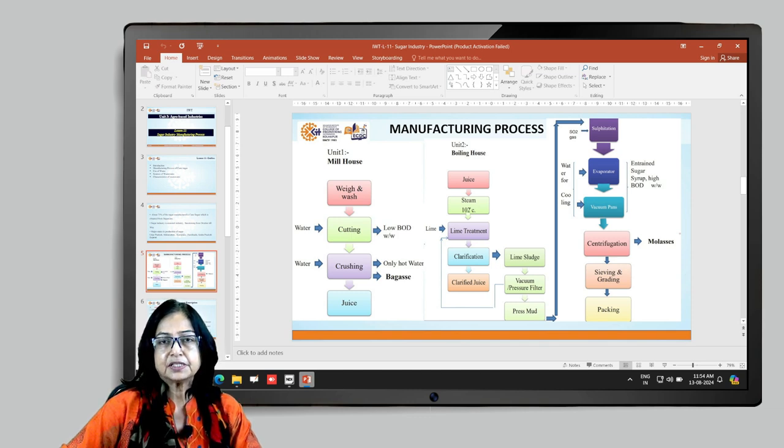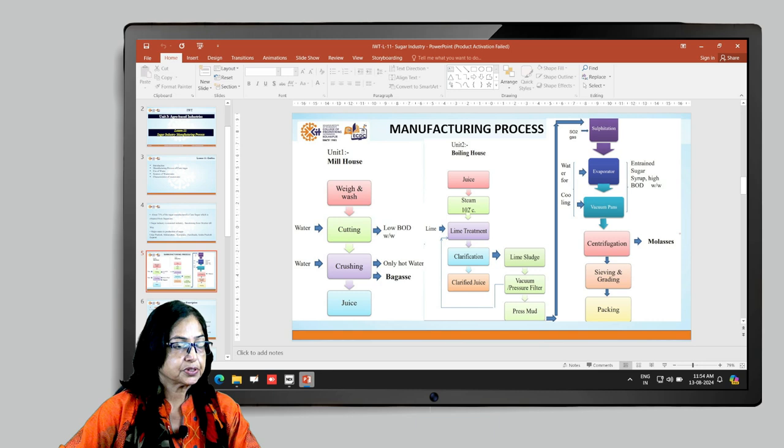Now, this process is done in a unit called mill house, and the juice now is taken to another unit known as boiling house. All the further processes are done in this boiling house. Okay, so the next process on sugarcane juice is reduction of moisture. So this sugarcane juice is heated with steam up to a temperature of 102 degrees Celsius, and because of the heating, moisture is removed.